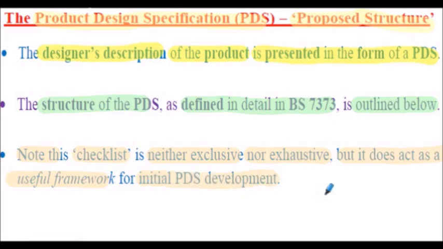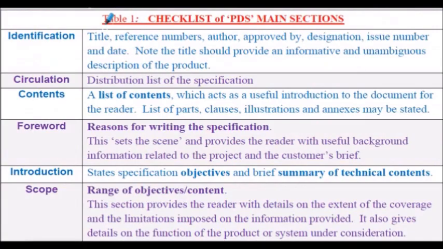What you will find when you move into industry is that particular companies will usually have their own structures, their own styles for PDSs, but if that's not available, then BS 7373 provides a very useful overview of how to structure a PDS. So here's our table 1, which is essentially the checklist of PDS main sections.